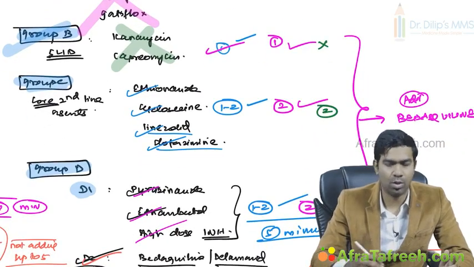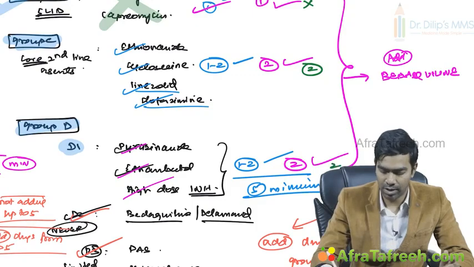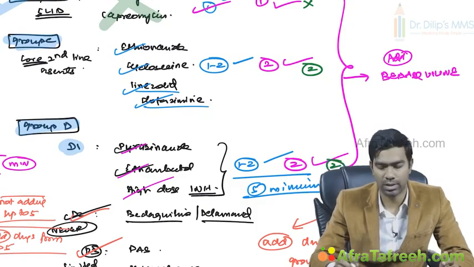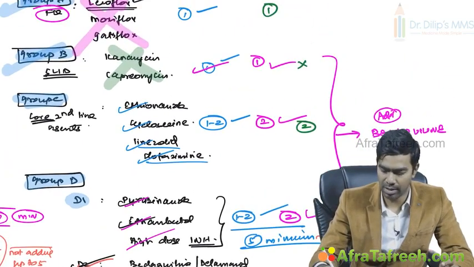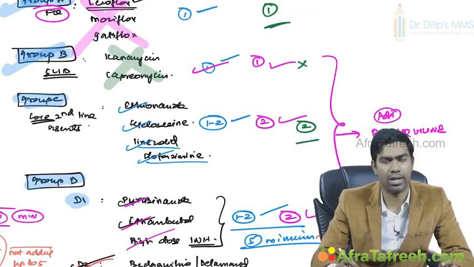So you are getting 2 drugs from this group. Let us assume it is sensitive, and you're getting 2 drugs from this group also. Let us assume it is sensitive. Now you know very well it is adding up to 5. 2 plus 2 plus 1, it is 5.